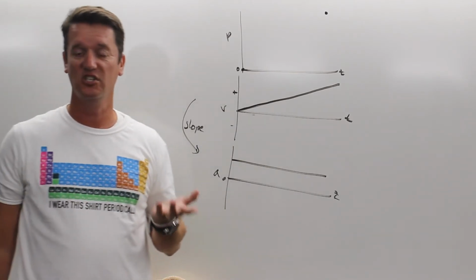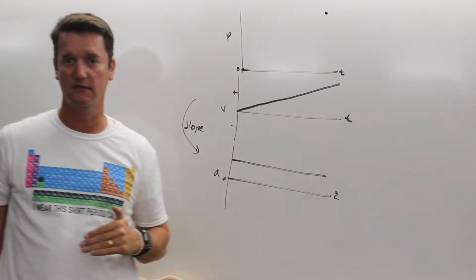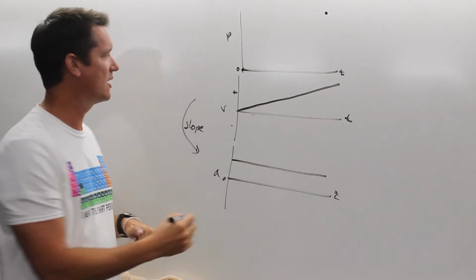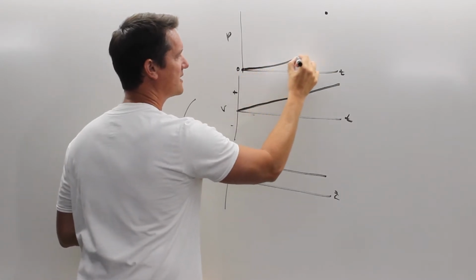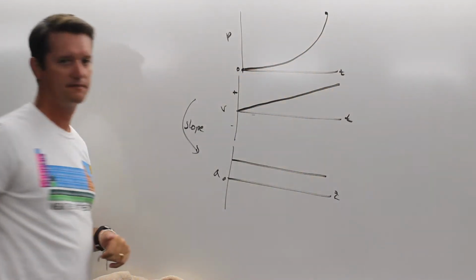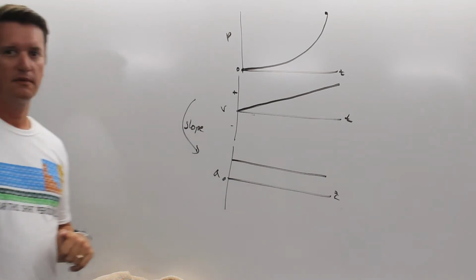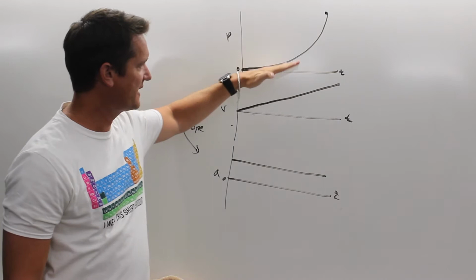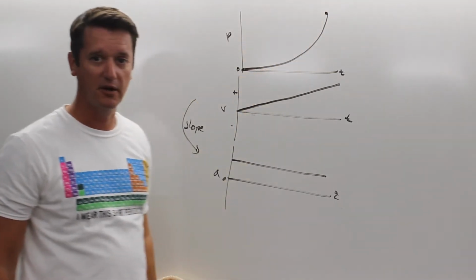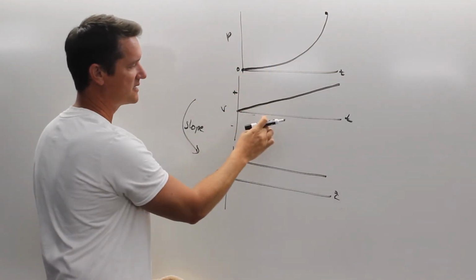Now remember, the slope of position versus time gives us velocity. So if it starts out slow, we need to start with a very steady slope, and then it's going to get faster and faster and faster. So you can see that the slope here is steady, faster, faster, faster, faster. The slope gets bigger. The slope of this gives us this.